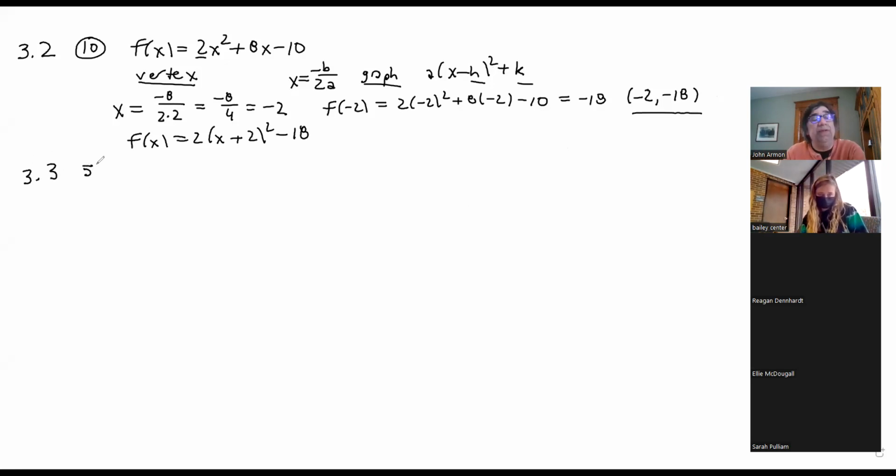All right, let's do 3.3 number 54, next one. This is a function already in factored form, and you had to answer some questions about this function.